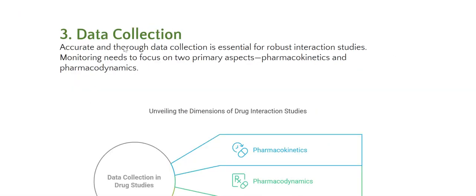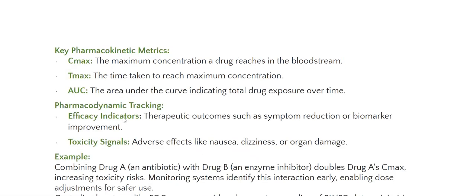Data collection. Accurate and thorough data collection is essential for robust interaction studies. Monitoring needs to focus on two primary aspects, pharmacokinetics and pharmacodynamics. Here's a summarized diagram unveiling the dimensions of drug interaction studies, data collection in drug studies, pharmacodynamics, and then here centralized systems.